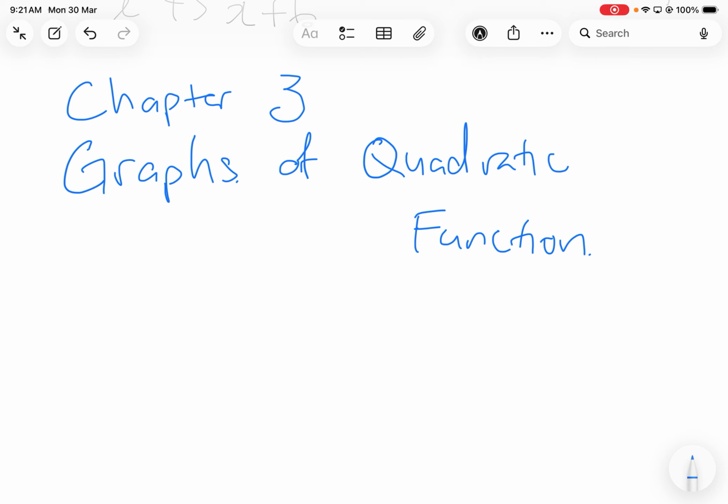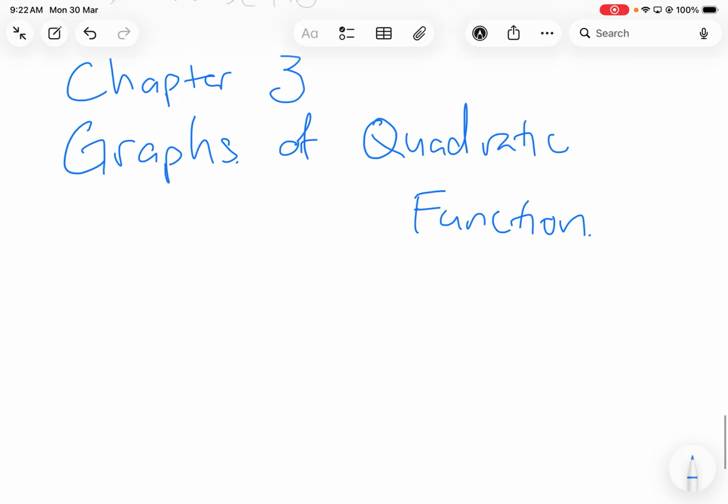Okay, we are done with chapter 2, solving of quadratic equations. So the last lesson, the distance, speed, time one, that one is quite common that papers will use to set quadratic equation. Okay, now we want to go to chapter 3, graphs of quadratic function.